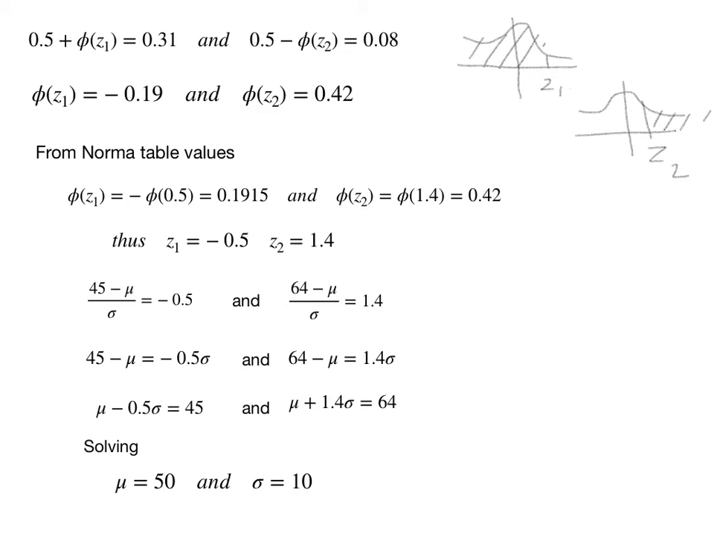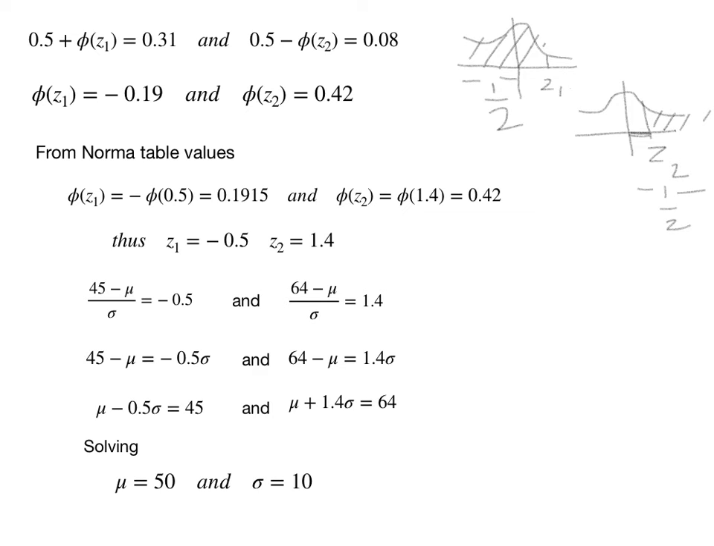So I'll have 0.5, from 0 to this will be half, plus phi of z1 is equal to 0.31, and this will be this region, it is half, minus this region, that will be minus phi of z2 is equal to 0.08. After simplification, phi of z1 is equal to minus 0.19 and phi of z2 is equal to 0.42. So from the given earlier condition in the example, it has given that A of 0.5 is equal to 0.1915 and A of 1.4 is equal to 0.42.